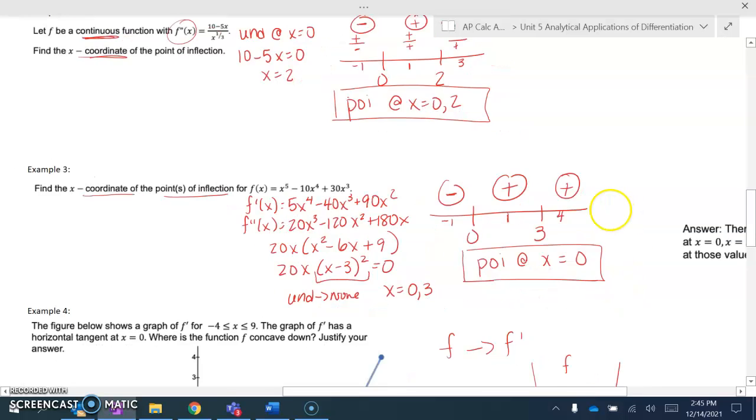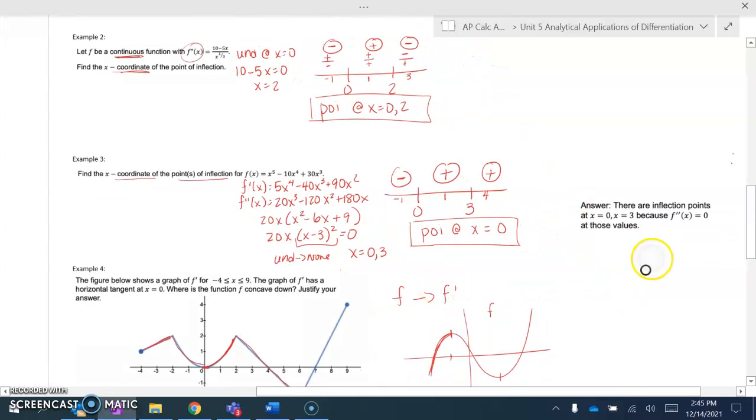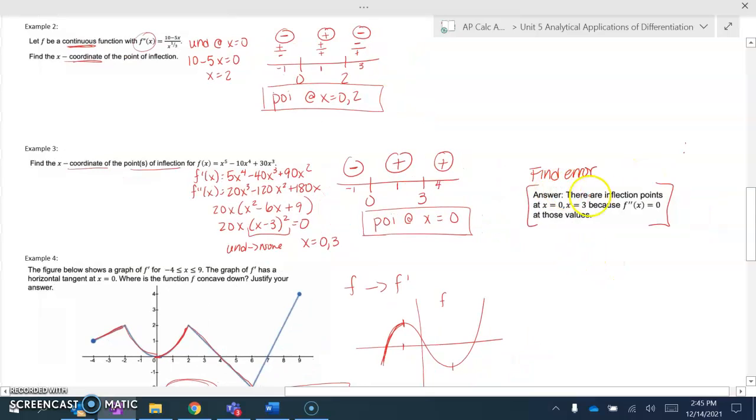Now this part over here, this is a student response, and you're supposed to basically find the error. Sorry, that wasn't clear in the notes, I don't think. So they say there are inflection points at 0 and 3 because f double prime equals 0 at those values. Well, that's not true, okay? Because f double prime must change sign. So that's false. Okay. All right, once again, Mark, if you have any questions, we can chat more tomorrow.